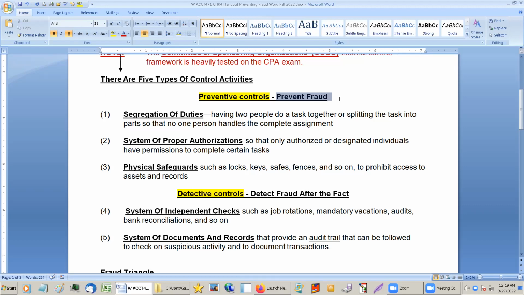Okay, so preventative controls prevent fraud, detective controls detect it. So this one keeps it from happening. This one down here is going to detect it if it does happen.